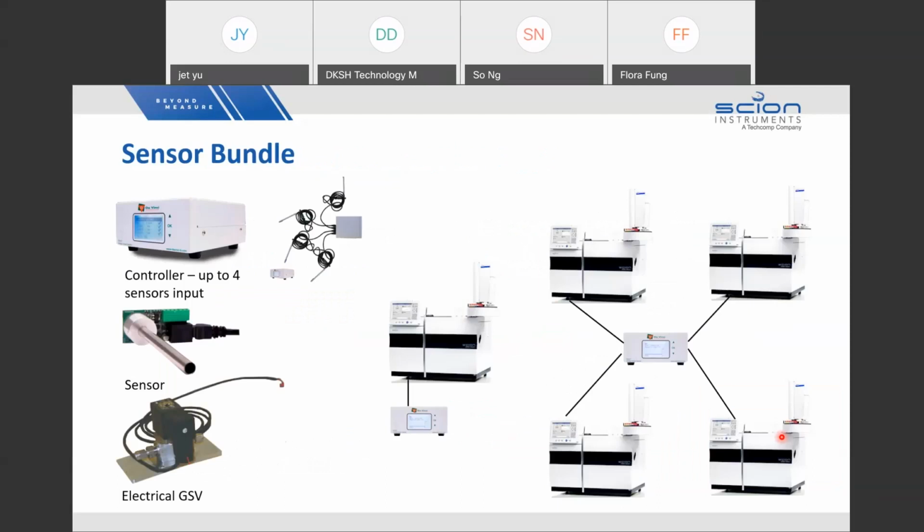The sensors usually come as a bundle, and one controller can connect to 4 sensor inputs. There are also electrical gas sampling valves, so this is all software controlled. You can connect to 1 GC, 2 GC, and even 4 GC with one sensor controller. So from the software and hardware, I think there should be fewer safety concerns for users, because in terms of efficiency and speed, hydrogen is really the best carrier gas.